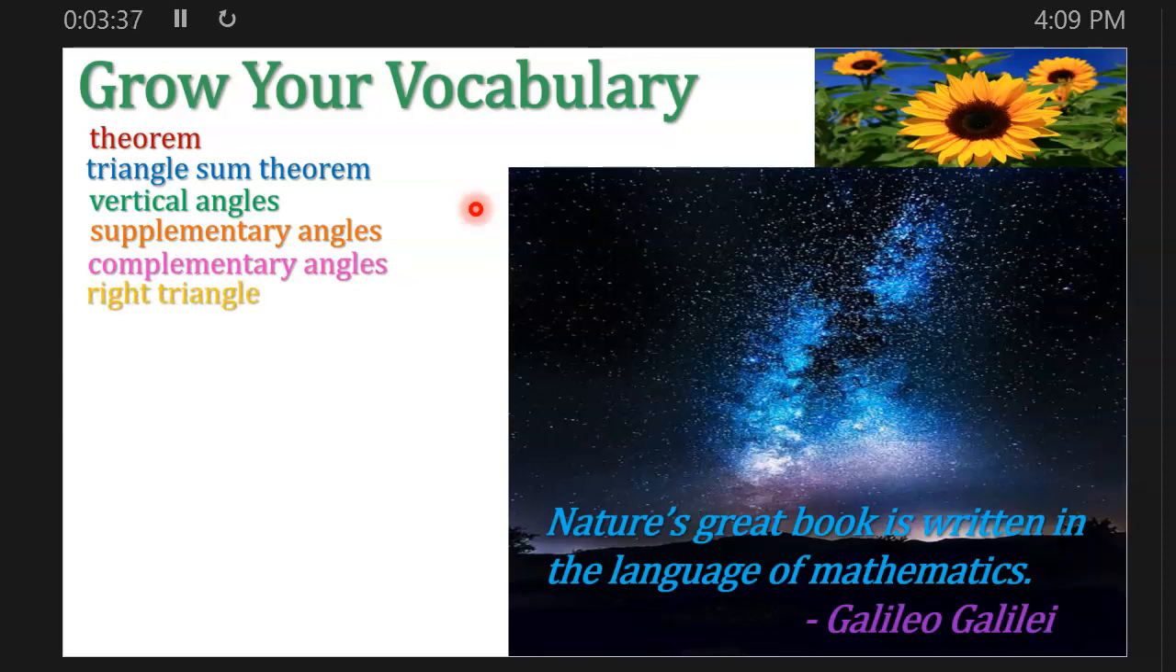Right triangles are triangles that have at least one 90-degree angle in them. And adjacent angles are those angles that are right next to each other. They share a side and a common vertex point.